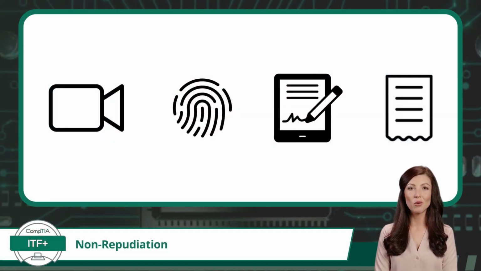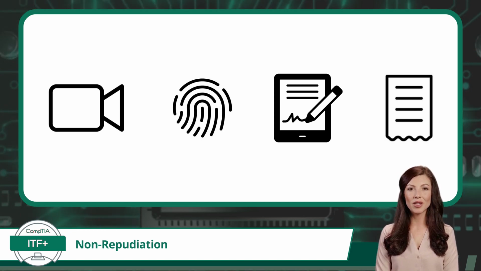So what are some of the tools and methods that reinforce non-repudiation? Well, we have video. In scenarios where visual confirmation is essential, video recordings can serve as undeniable evidence. Think of video calls where agreements are made and decisions are finalized. The recorded footage stands as proof of the conversation, ensuring participants can't later deny what was discussed.